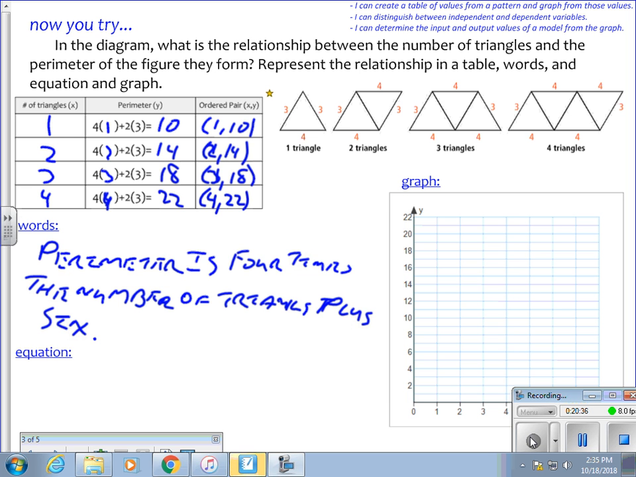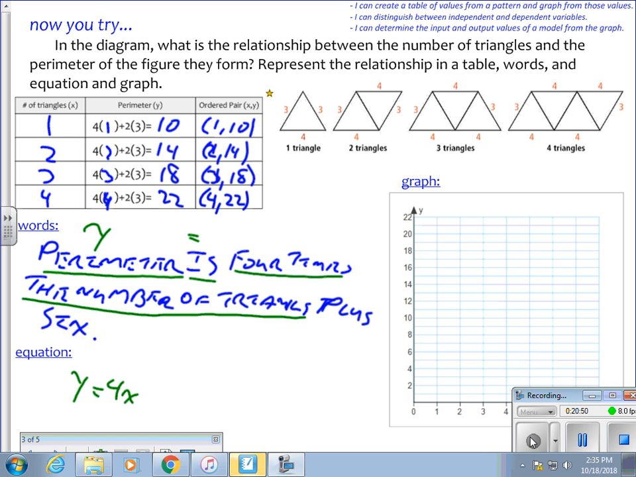Transferring the words to an equation, that's easy. Perimeter, we used y for our perimeter, so y equals, because "is" means equals, 4 times the number of triangles, that's 4x, plus 6. Get over it. Okay? And then plot the points.